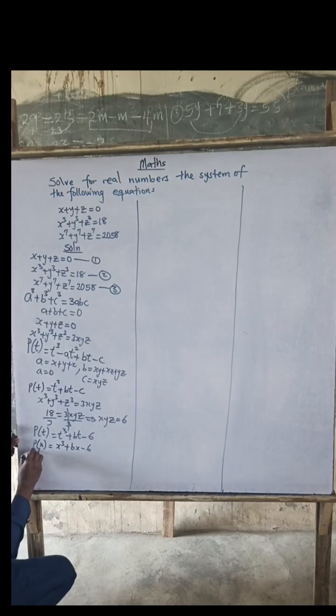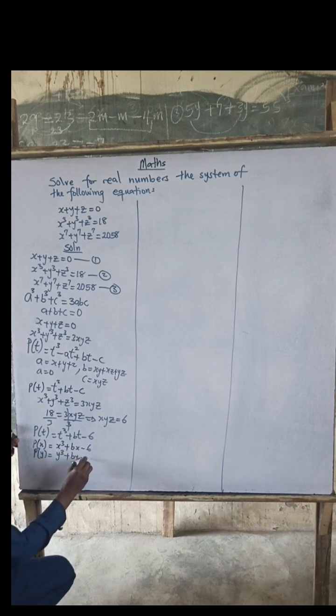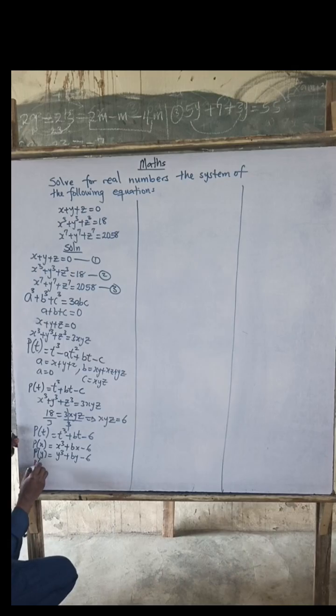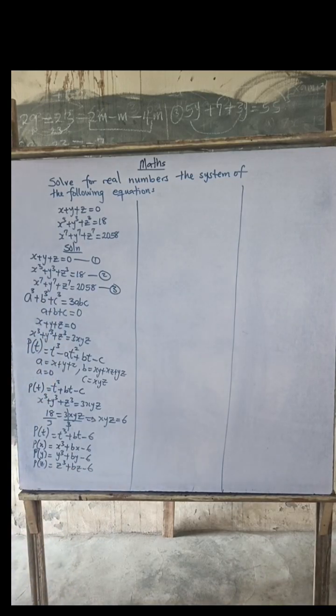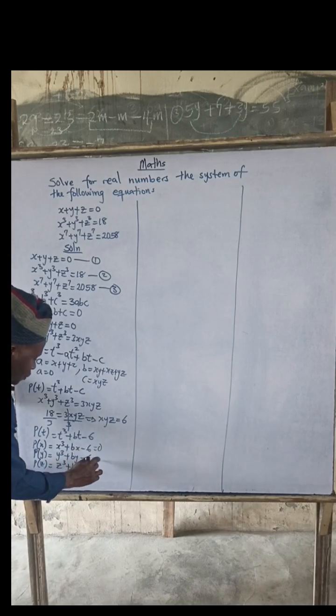When t equals y, you substitute: y raised to power 3 plus by equals minus 6. Then when t equals c, we have c raised to power 3 plus bc minus 6. Now what we are going to do here is that since each of these equations is equal to 0, when you add them together, this is also equal to 0.